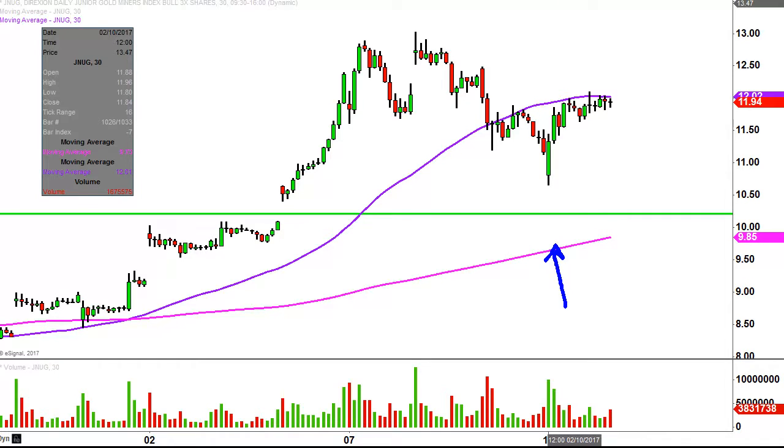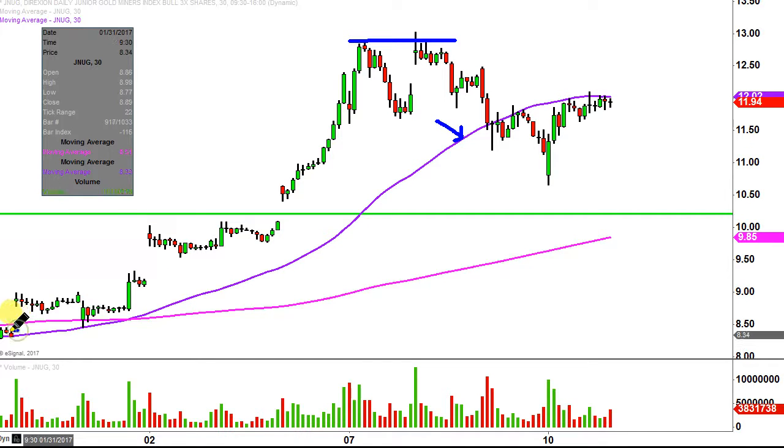Now, what about levels of resistance? If this move is going to get back up to these highs right around here, around 12.75, give or take, at this point, it's all about the purple line, the 50 period simple moving average. Again, going back to those foundational rules in charting, when levels of support are broken and closed below, they tend to act as resistance.